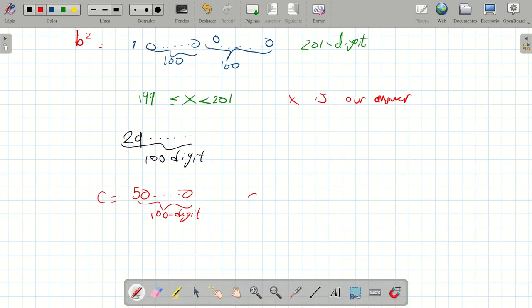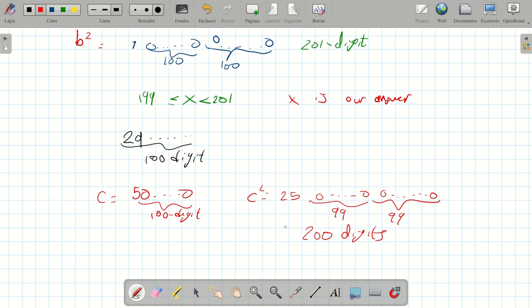So the square will be 25, and the number of zeros are 99. And if we square, remember that we add twice the number of zeros. So this will be a number with 200 digits. This number has 200 digits.